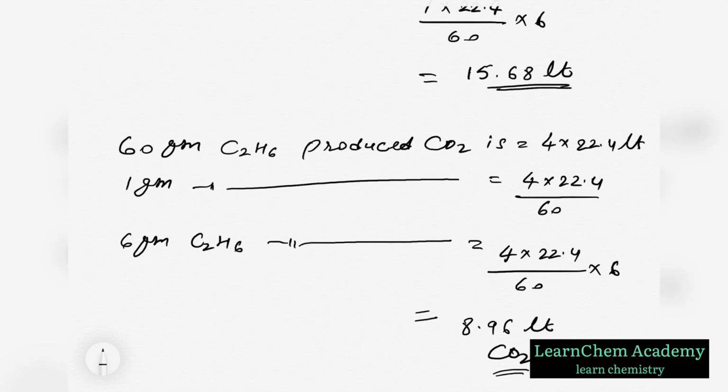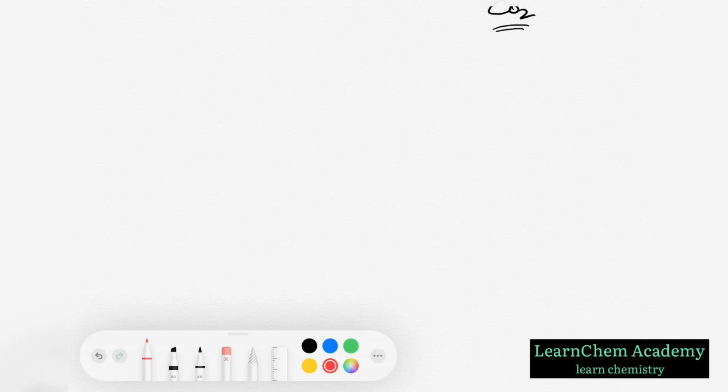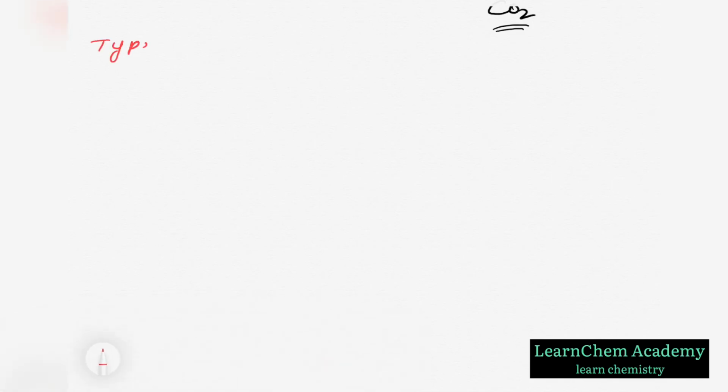Now next is type third, which is volume relationship. In case of volume relationship, we relate volumes of gases. So we can write, type third, volume relationship.